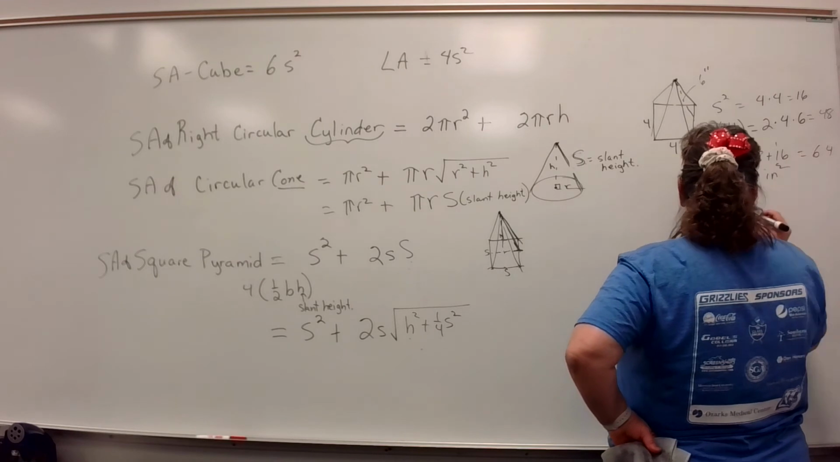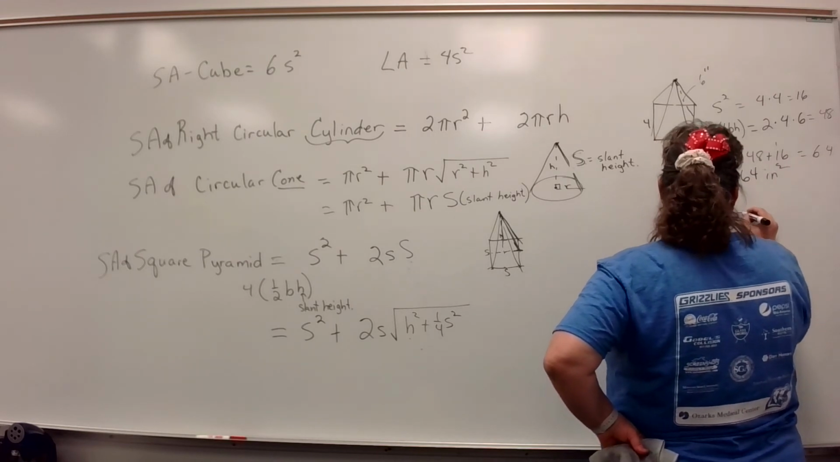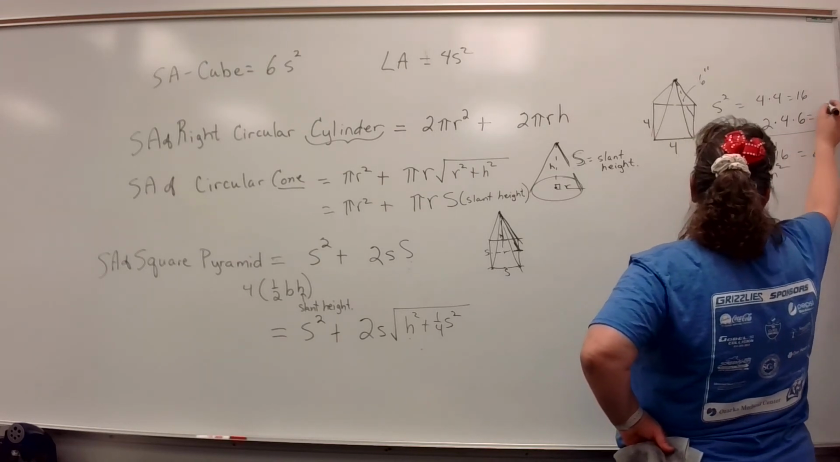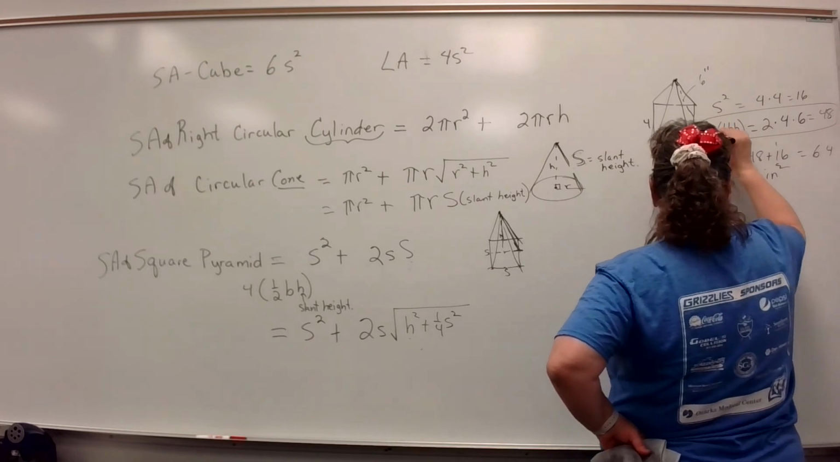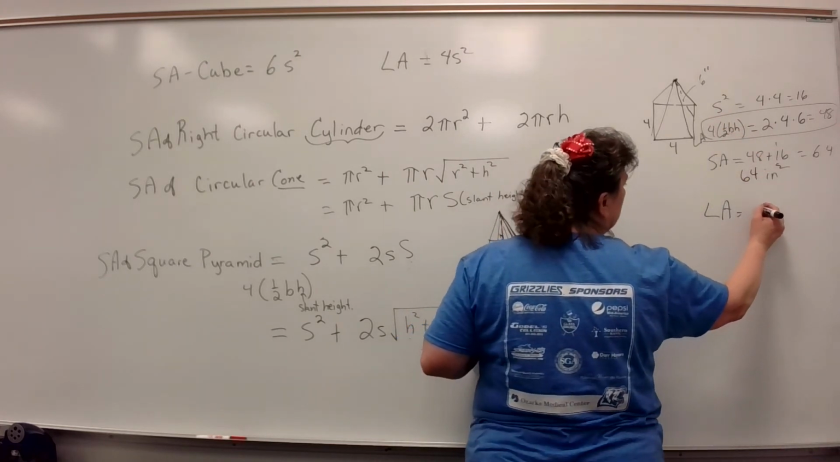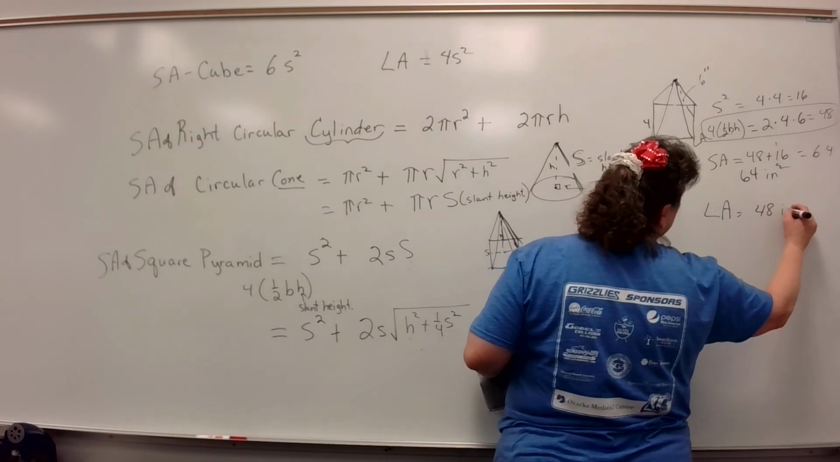Inches squared. My lateral area is only this part right here. This is my lateral area. And that one's equal to 48 inches squared.